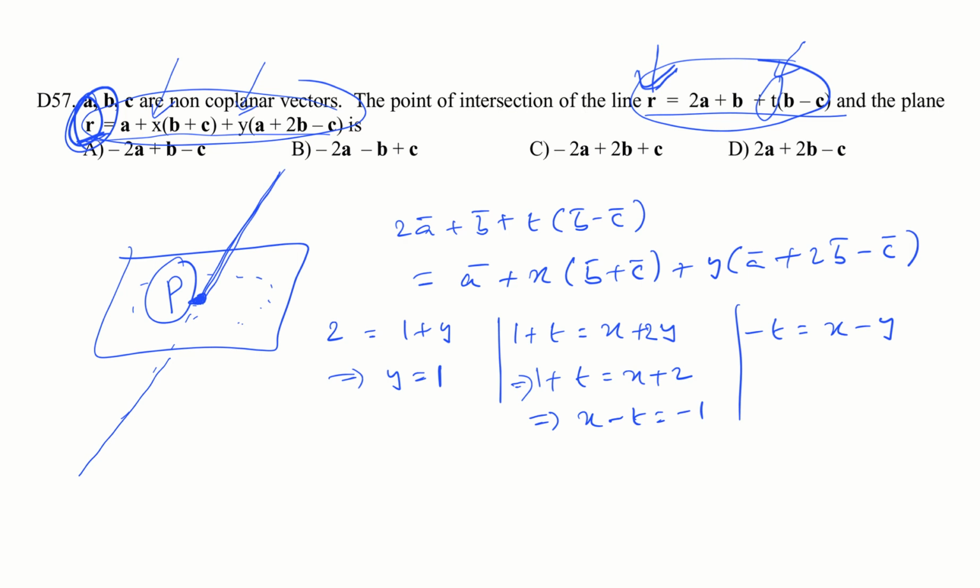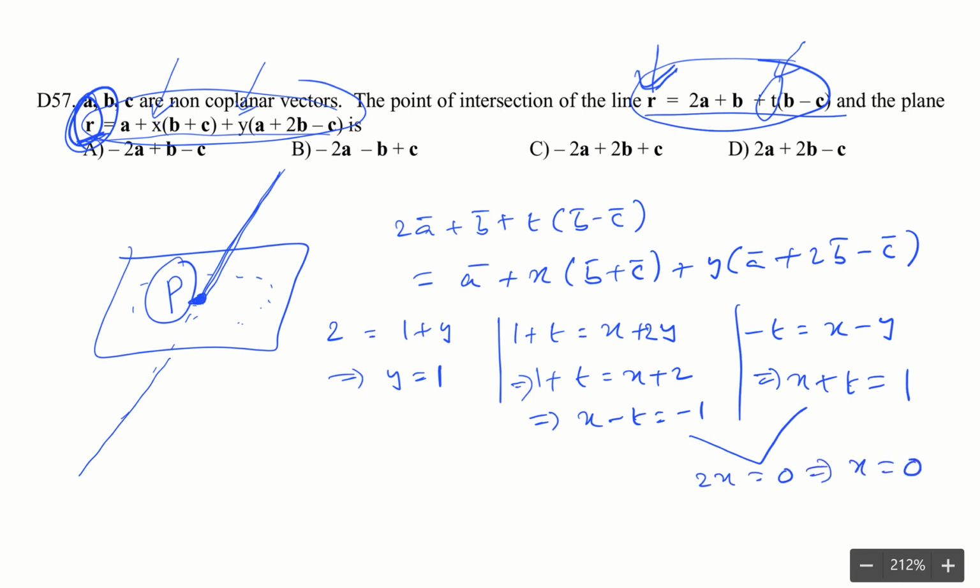And from here I have x plus t is equal to y. Y is 1. X plus t is equal to y. So solving these two, simply add, you can see that 2x is equal to 0. That means x is 0. So using that, in one of these two equations I observe that t I am getting as 1.